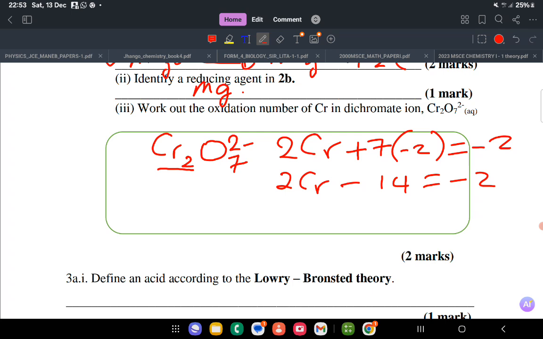So solving for Cr, that means the oxidation state on chromium is going to be equal to, if you solve this equation, you take minus 14 to that side, it will give you 12. So dividing by 2 thereafter, it will give you positive 6.